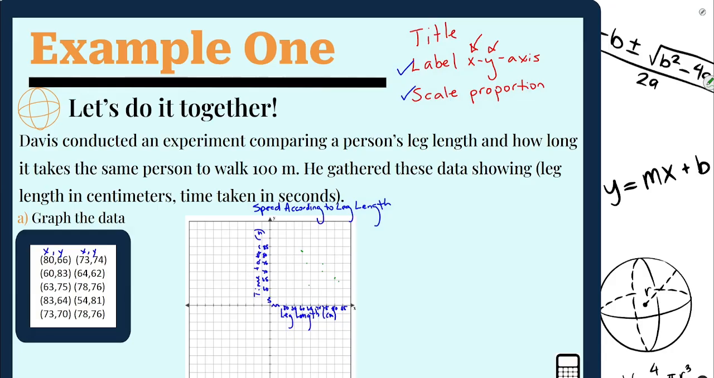78 and 76. So remember, I'm always plotting my x first. 78 and 76 up on the y-axis. 54 on my x-axis and 81 on my y-axis. My last one is 78 on the x-axis and 76 on the y-axis. So you can see that I have sort of a cluster of data that are kind of together, except I have this one outlier, and we're going to talk about him later.